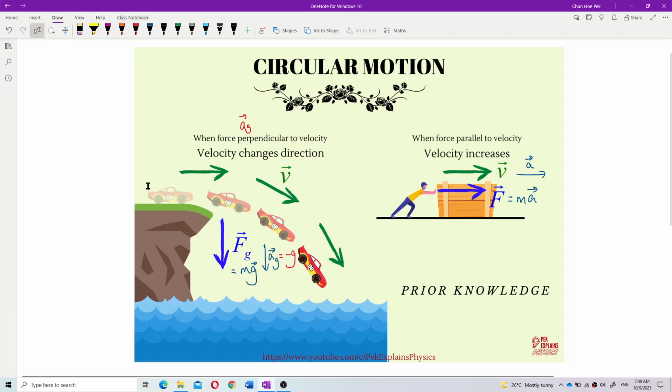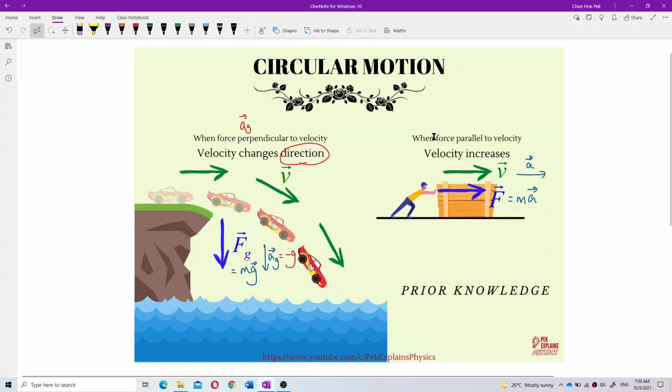The direction of the velocity will change. I mean, the velocity will change direction. It will not move straight forward. It will change direction. It becomes like a parabolic path. The path becomes a curve. That is when the force is at an angle with the velocity or perpendicular to the velocity, so it will change direction.